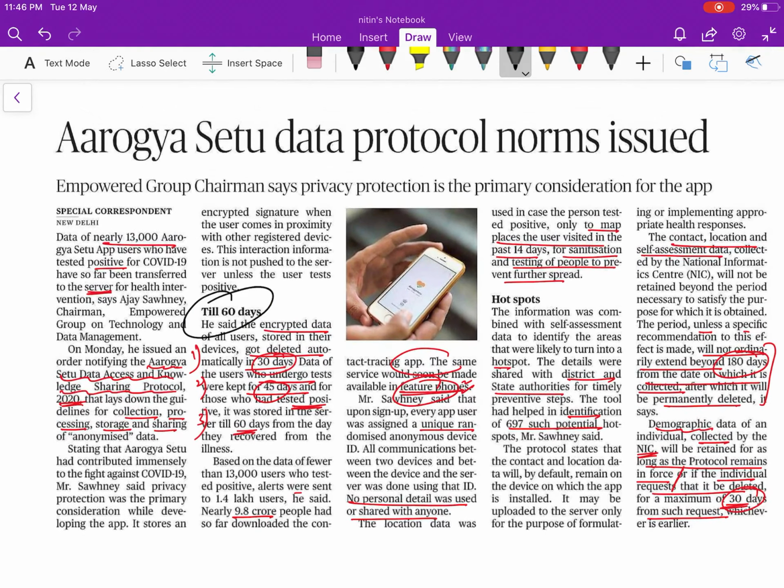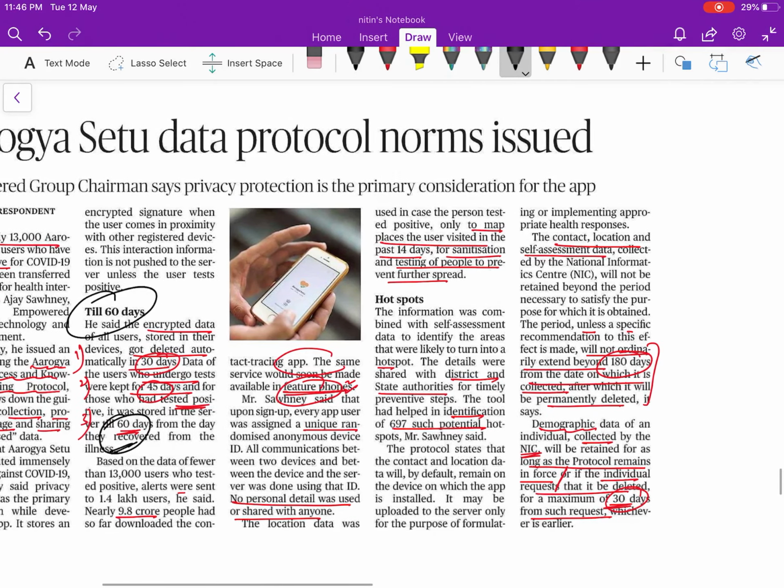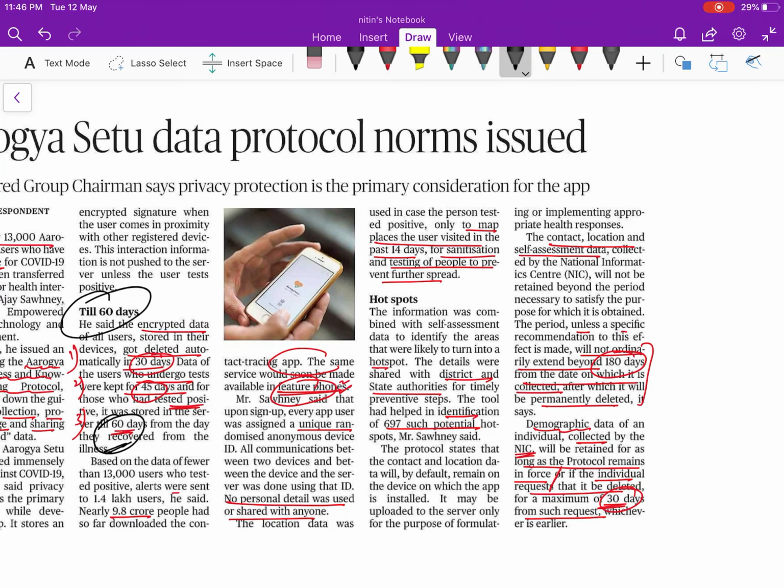So here we can say there are 3 dimensions of this. It says normally the data that is in encrypted form in people's handsets will be automatically deleted in 30 days. But for people who have undergone the test, the data will be kept for 45 days, and for people who are COVID positive, the data will be kept for 60 days from the time of the illness. So this is the time frame, the guidelines and protocols that have been formed.